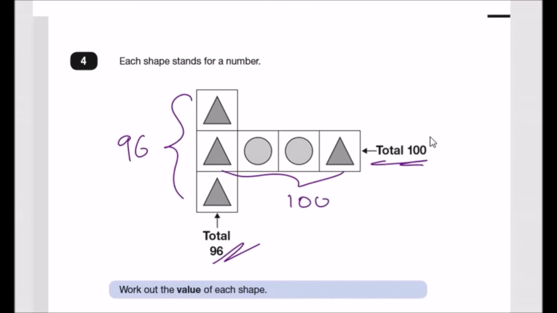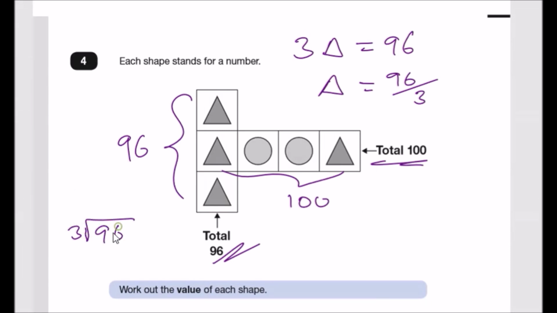Okay, so let's think this through carefully. On the side, 3 triangles make 96. That means one triangle is going to be 96 divided by 3. So let's work it out: 3 into 96. How many 3's go into 9? 3 times. How many 3's go into 6? Twice. So each triangle is 32.